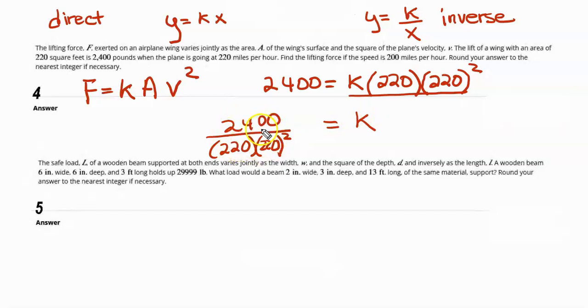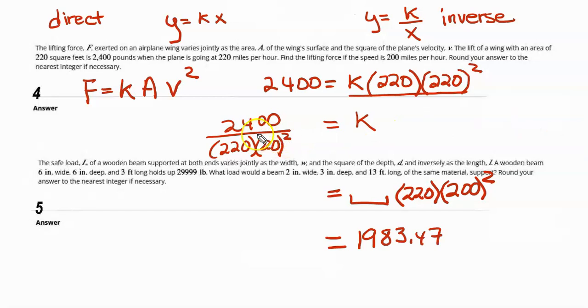You could put that in your memory, and then once you have that value for K in your memory, you're going to multiply by 220. Square feet stay the same, but now the velocity is slower, 200, that you're going to square, and then you're going to round your answer to the nearest integer, so that'll be a whole number. All right, let's see what you get. This is your practice.